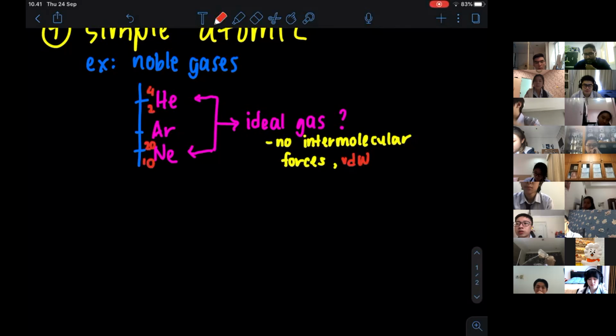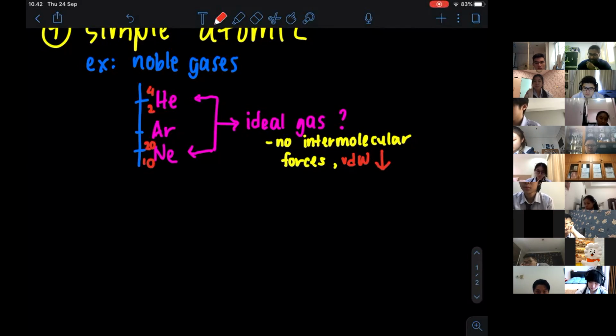It means the van der Waals forces depend on the number of electrons. You can see that the number of electrons for helium is quite small, so the van der Waals forces that they have are quite low. So that explains why helium and neon can behave as an ideal gas.